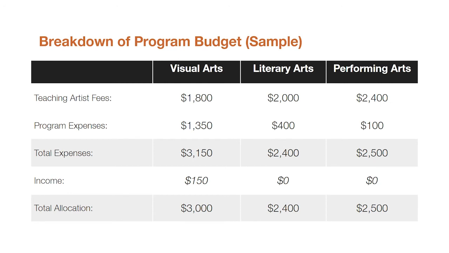Here is a sample of possible budgets for 3 different artistic disciplines. You can see that certain art disciplines are more material reliant, such as visual arts programs. For example, you may need more supplies for a painting program than you would for a writing program.